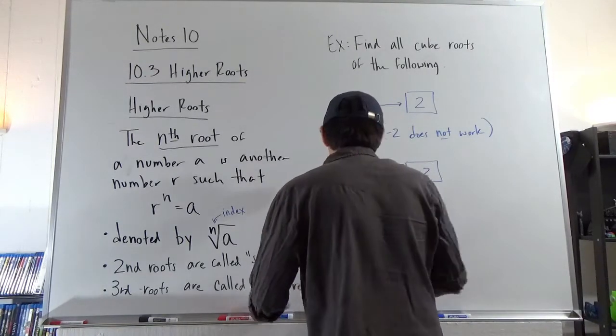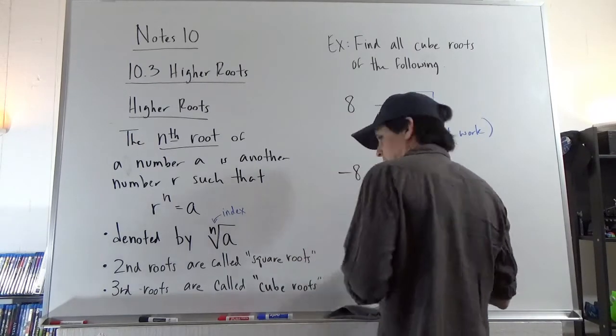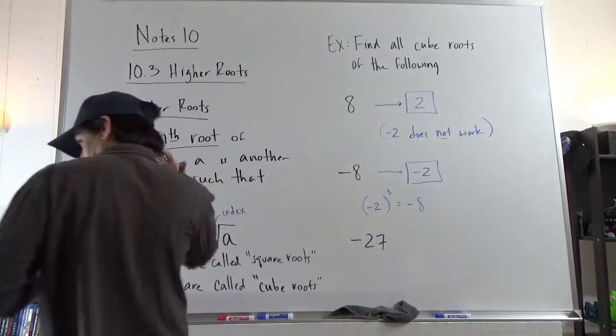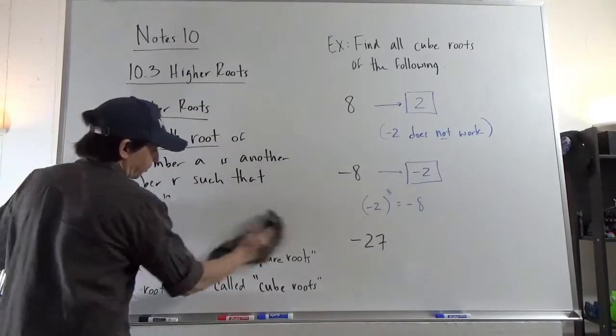One more, just to make sure we understand it. Go ahead and do negative 27. All cube roots of negative 27.